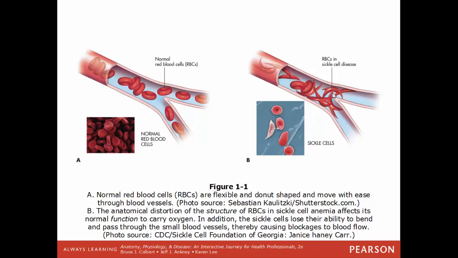Also, because of their shape, they tend to get stuck and jammed into blood vessels as they branch off one another. This is why people with sickle cell anemia tend to get joint pain pretty often and pretty severely. The changing of this cell's structure, its shape, will greatly influence its function. It won't be able to travel like a normal red blood cell should, and it won't be able to carry as much oxygen as a normal red blood cell should.